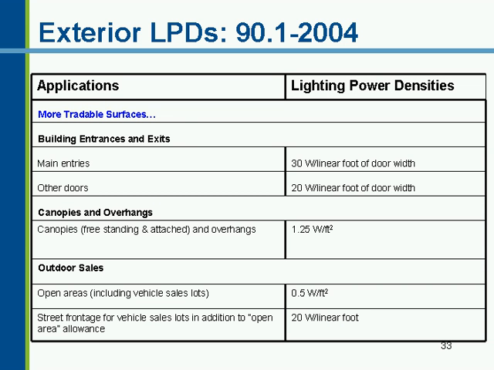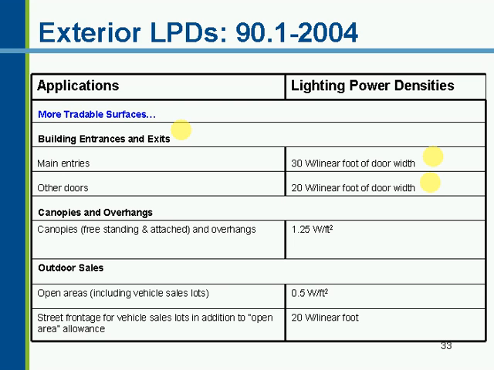Some more tradable surfaces. There are a couple for building entrances and exits. You have a main entry door. You're allowed 30 watts. And again, this is per linear foot of door width, not square footage. And for any other doors that are not main entrance doors, there's a slightly lower allowance of 20 watts per linear foot. These other doors would be, for example, an employee entrance door or a back door, if you will, anything that's not considered the main entrance into the building.